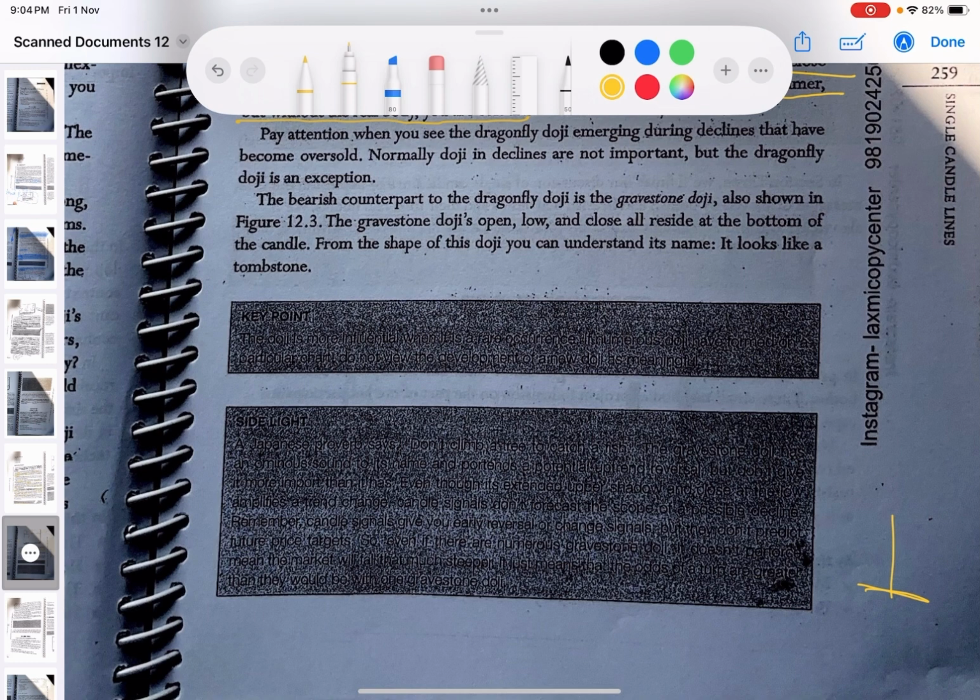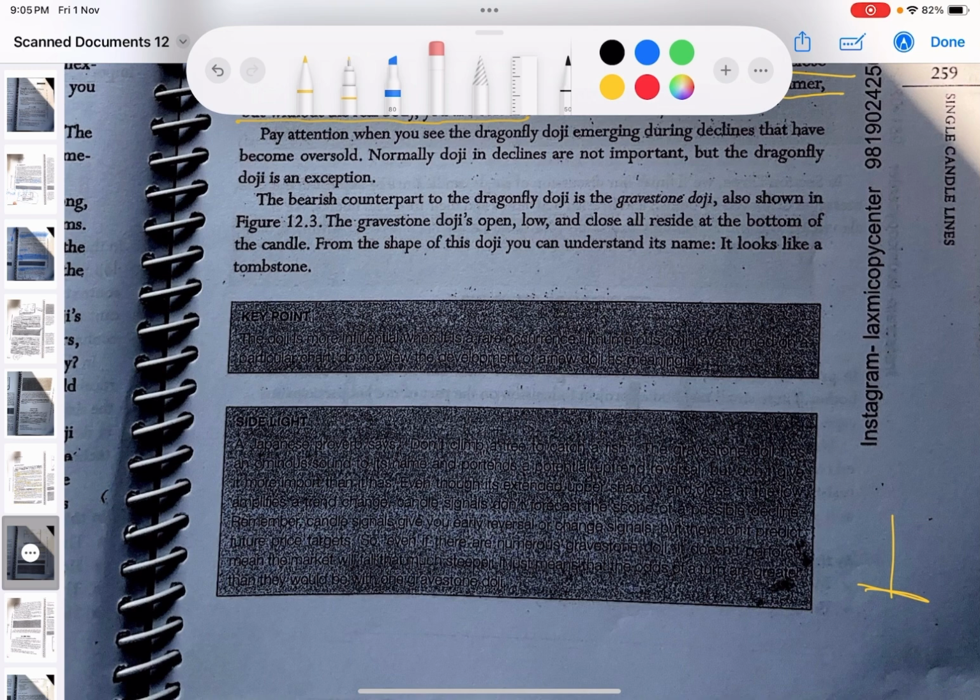Okay, so let's read the key point. The doji is more influential when it is a rare occurrence. If numerous doji have formed in a particular chart, then do not view the development of a new doji as meaningful. Let's also read the sidelight. I know you can't see it, but just listen to what I'm saying. A Japanese proverb says, "Don't climb a tree to catch a fish."